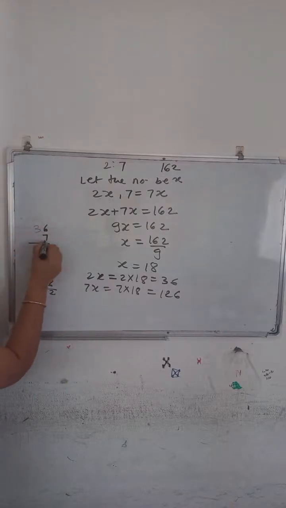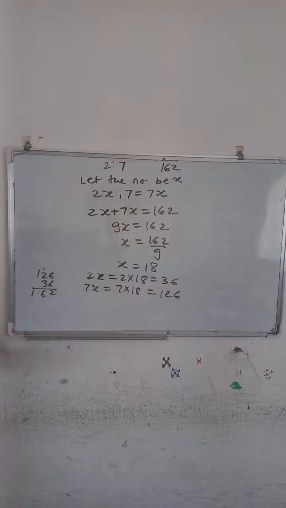Because if you do it here, 36 into 7, 2:7, yes, we will get the answer 126. Getting this? Copy this one. Now write down next question.